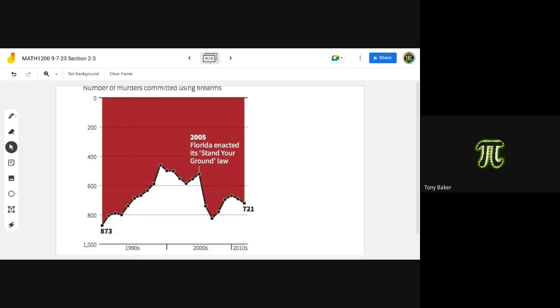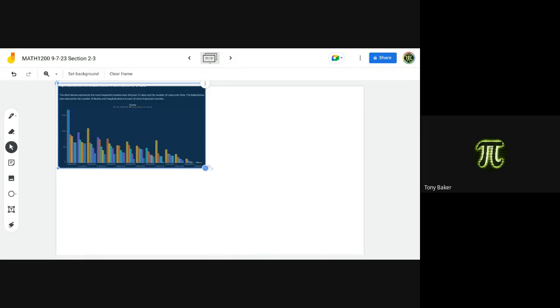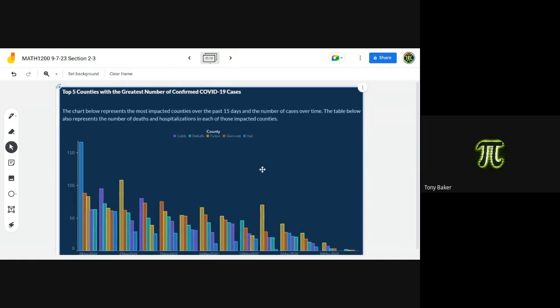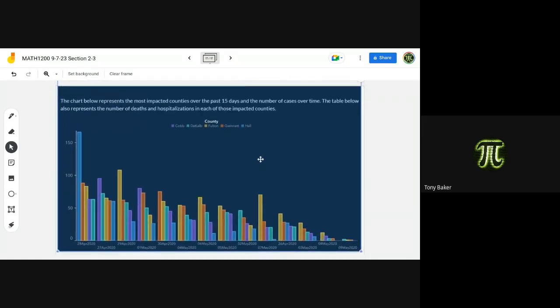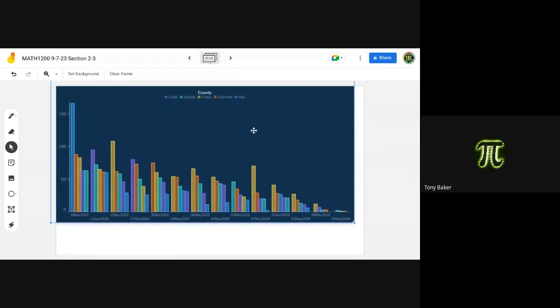All right, where was that graph? I'm going to put this one up there. I'm not sure if you're going to be able to actually see what it is, and I'm not sure you're going to be able to see the bottom. Basically, this is the number of cases, deaths and hospitalizations in each of these 5 counties in Georgia.